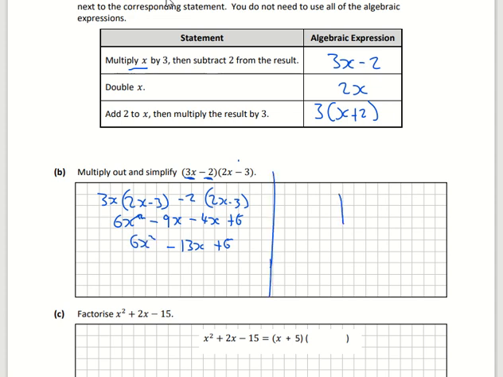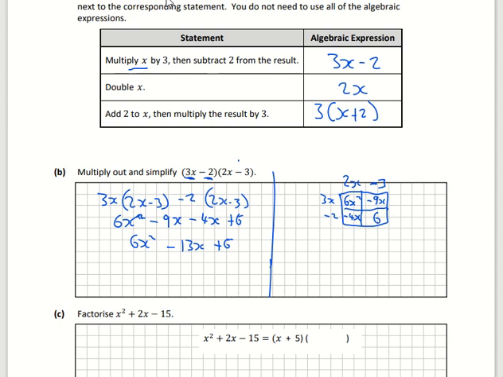Another way you might have done it is with this grid. You put one bracket down the side, so the 3x and the minus 2, and the other bracket across the top, the 2x and the minus 3. So 3x times 2x is 6x squared. 3x times minus 3 is minus 9x. Minus 2 times 2x is minus 4x. And minus 2 times minus 3 is positive 6.